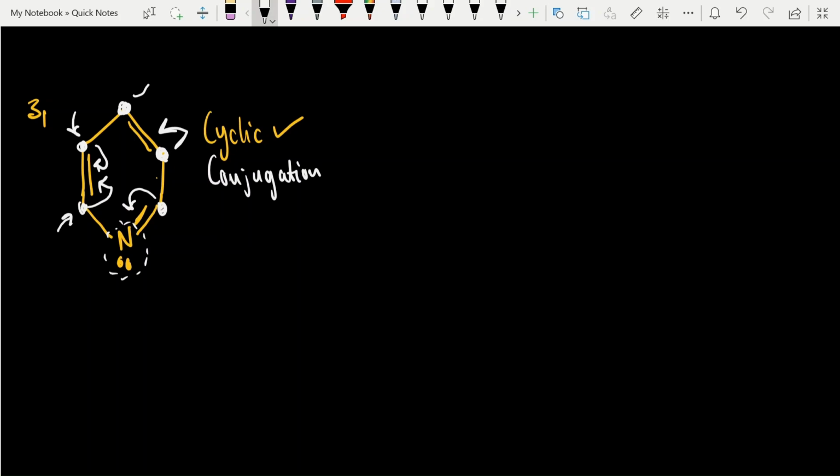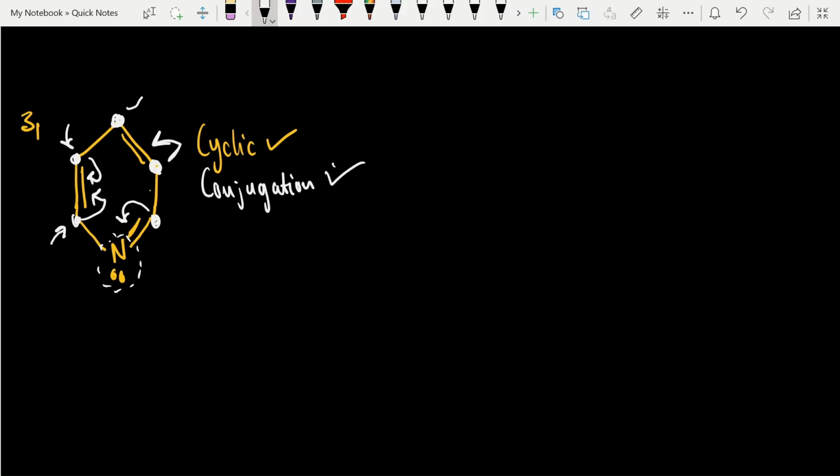Now the last thing, for this nitrogen, since you are seeing it is already involved in a double bond, the only way it could be involved in a double bond is if it had those p orbitals. So this is okay. This nitrogen is fine because it's in a double bond. So conjugation is good. We looked at everything.